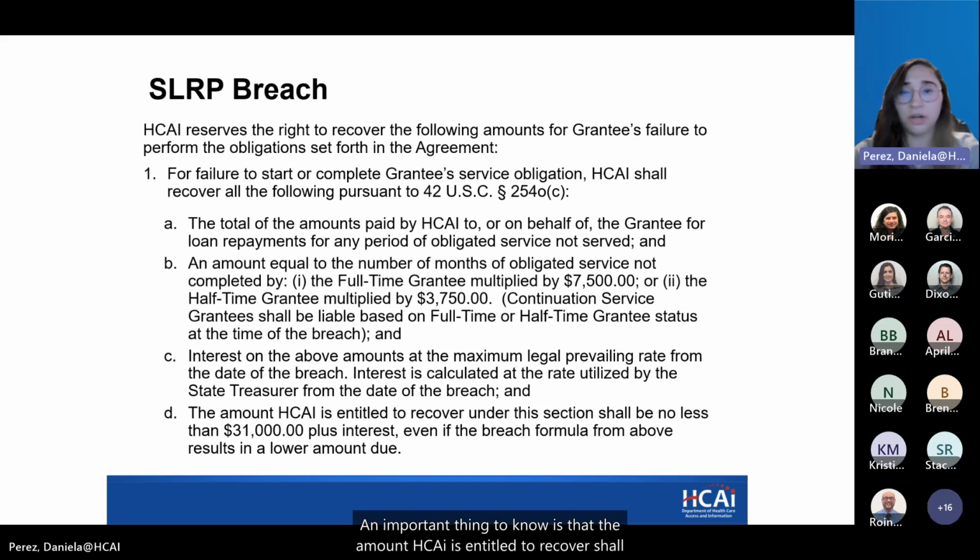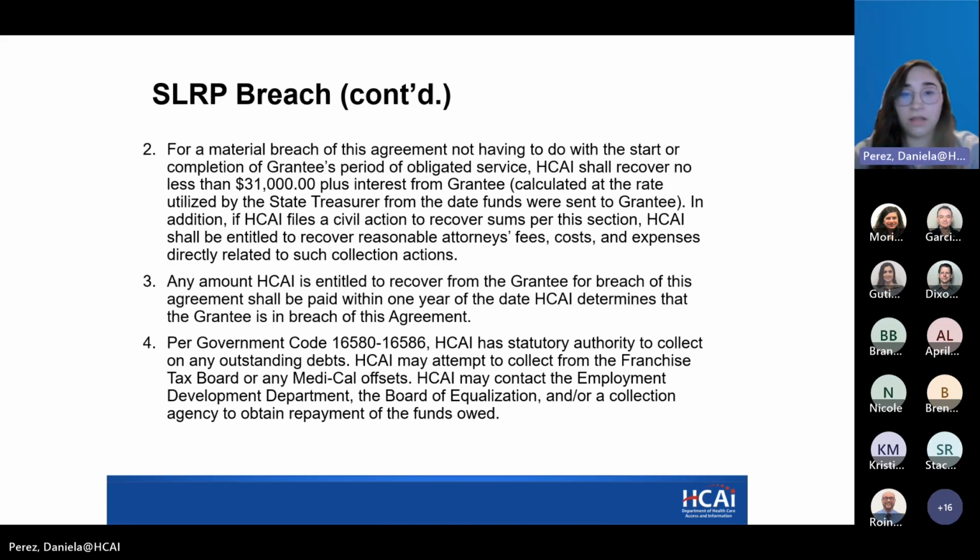An important thing to know is that the amount HCAI is entitled to recover shall be no less than $31,000 plus interest. Even if the breach formula results are lower, you will still be responsible for at least $31,000, if not more. If a grantee is breached, they will be responsible to pay the total due within 1 year of the date HCAI determines that the grantee went in breach.